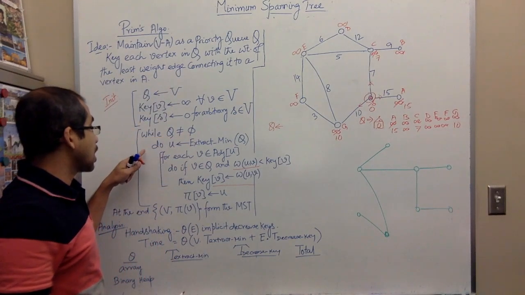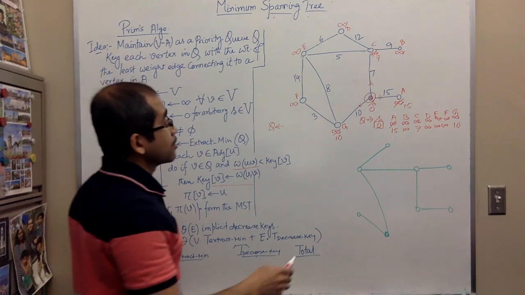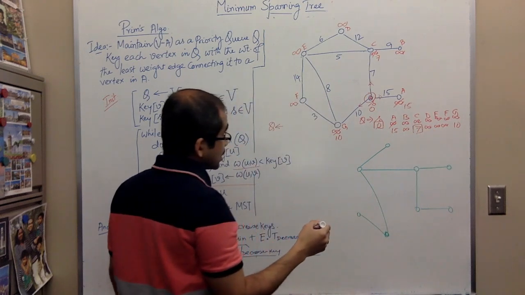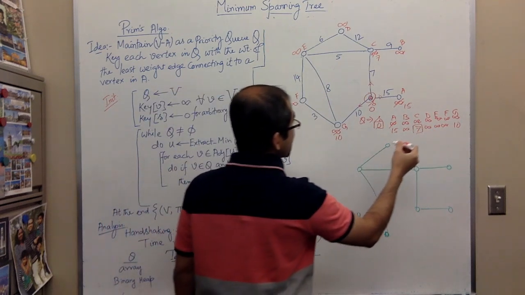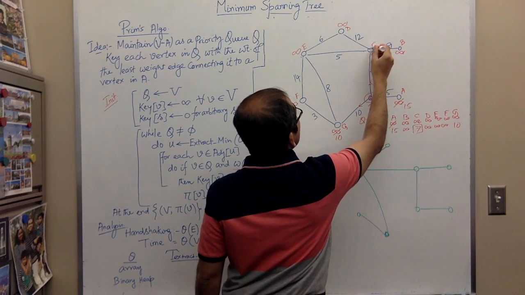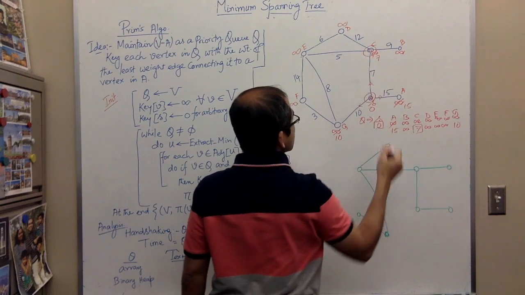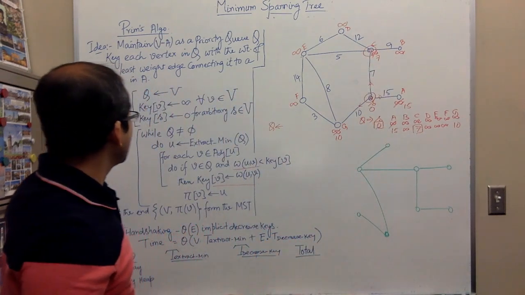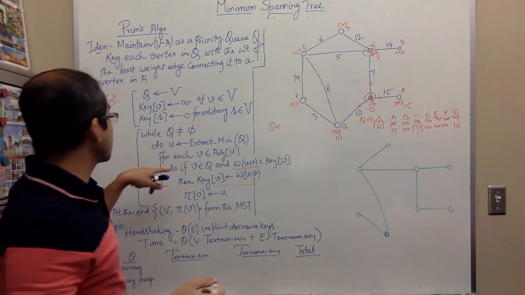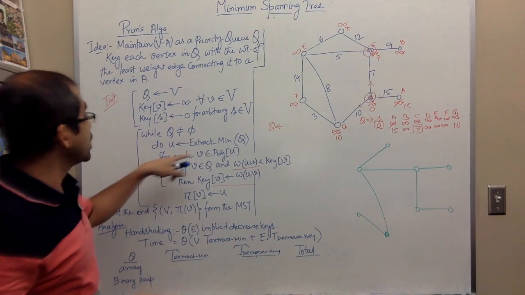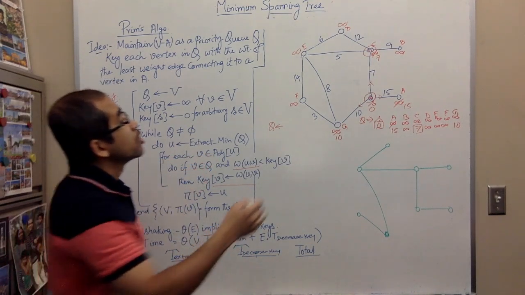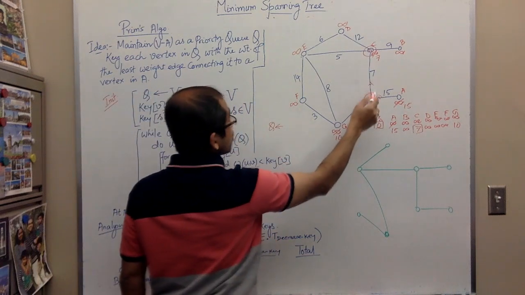Q is not null, so we extract the minimum. What is the minimum here? Now 7 is the minimum, so we take it out. 7 is not there anymore. So now from 7 we check, Q not empty, extract the min 7. For each vertex adjacent to 7, we check if that vertex belongs to Q. This is adjacent to 7, but it does not belong to Q anymore.